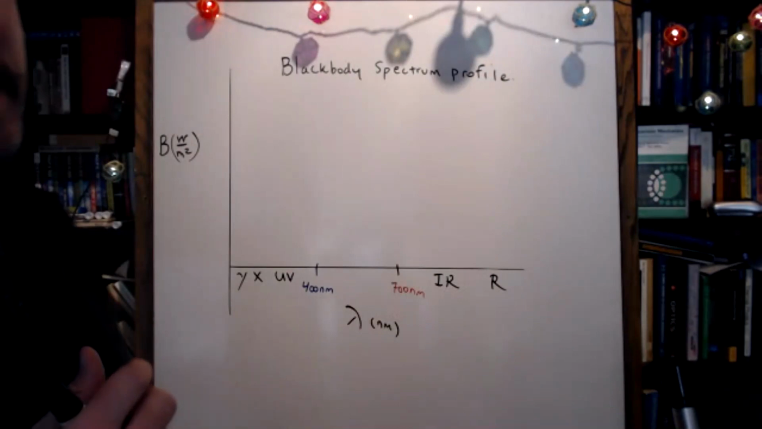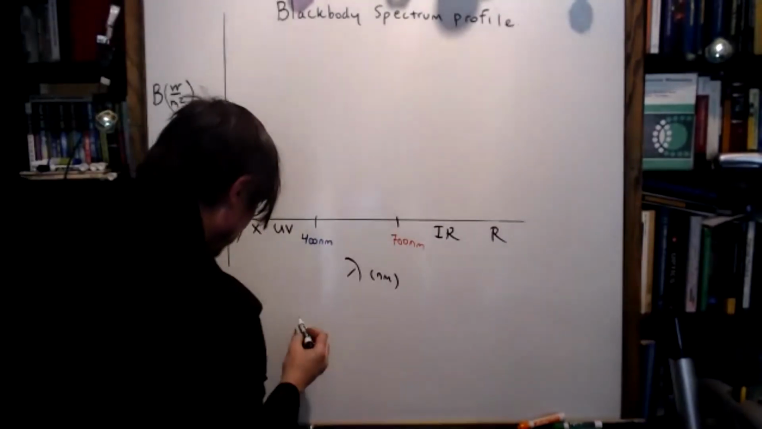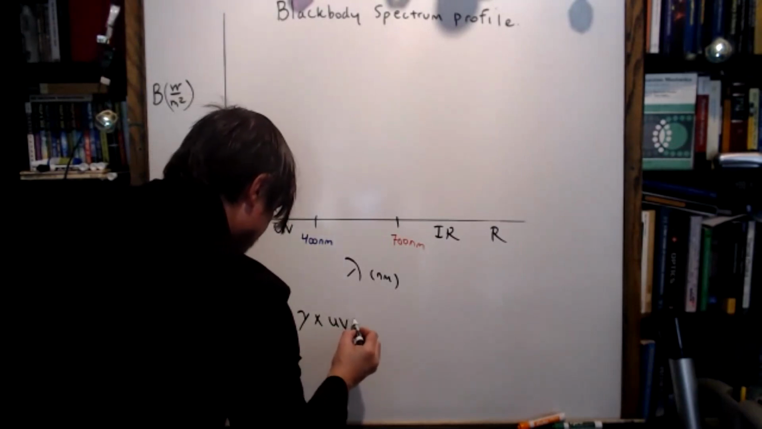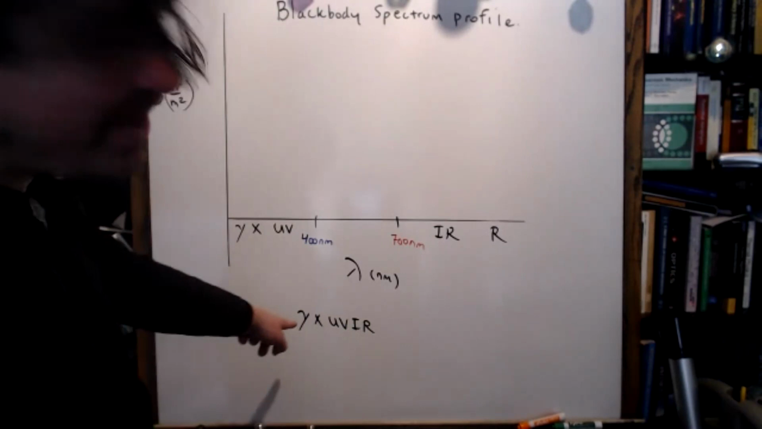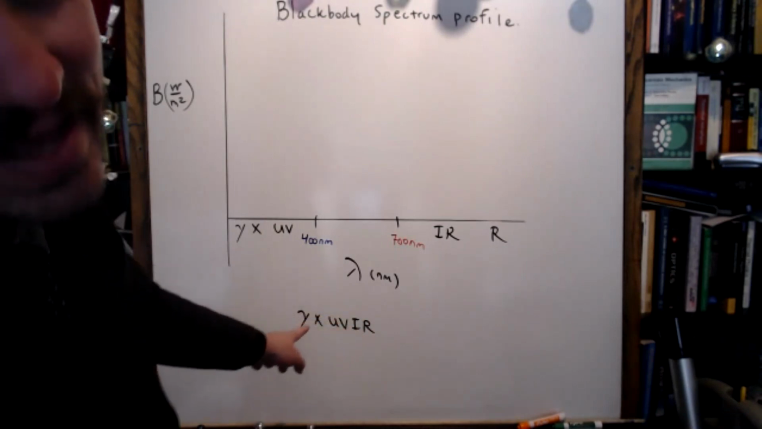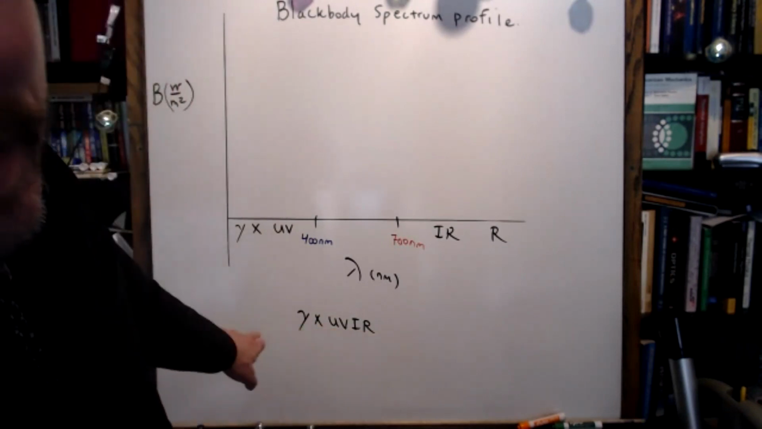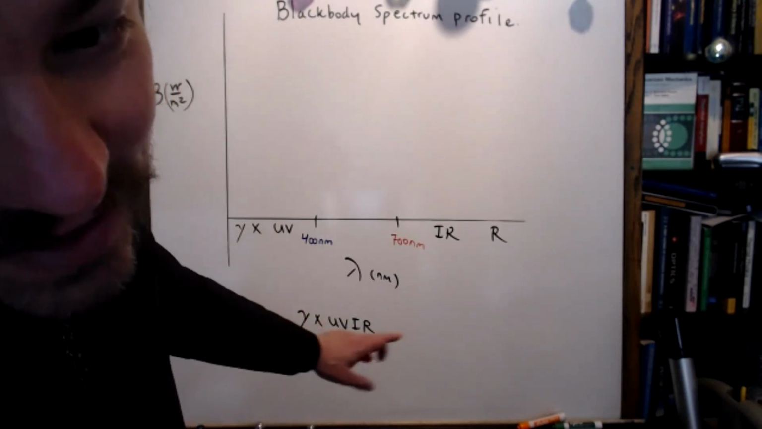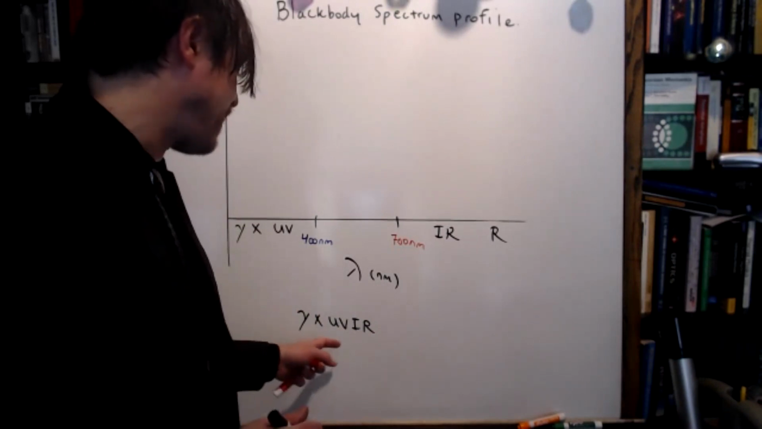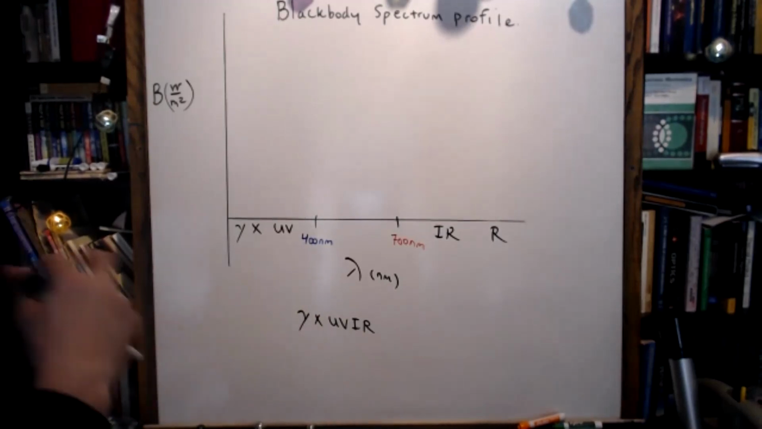Actually, do you guys want to know a cute little mnemonic device that might help you on the test? A mnemonic device to remember the order of the electromagnetic spectrum. I call it YXUver. Gamma ray, X-ray, UV, infrared. It's kind of cute because you have UV and infrared spelled out right in your mnemonic device. So my nickname is YXUver, and that will help you remember the order of the electromagnetic spectrum: gamma ray, X-ray, ultraviolet, visible, infrared, radio. You couldn't ask for a better mnemonic device.